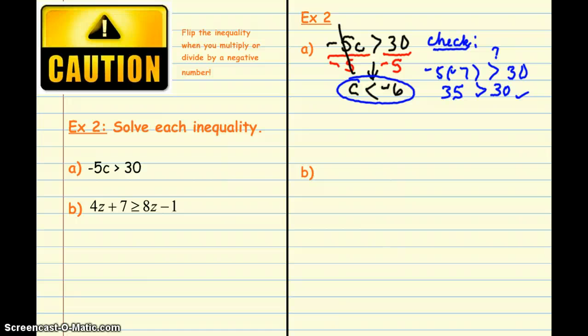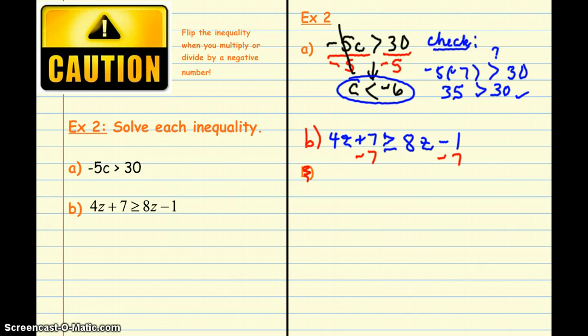So our next one, we have this particular problem with variables on both sides. So we have 4z plus 7 is greater than or equal to 8z minus 1. Now there's all sorts of things that we can do with this particular problem in order to solve for this variable. And the big key here is to make sure whatever you do to one side, you do to the other. So I'm going to solve this, and I'm going to choose to subtract 7 from both sides to get that 4z by itself on the left-hand side.